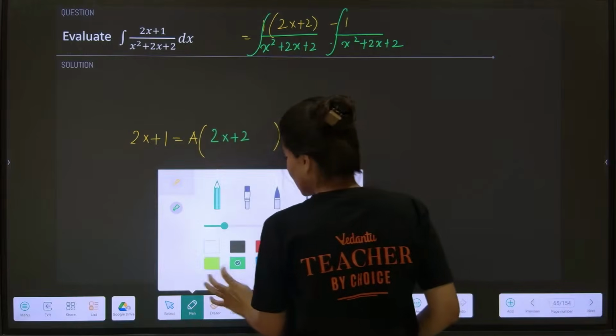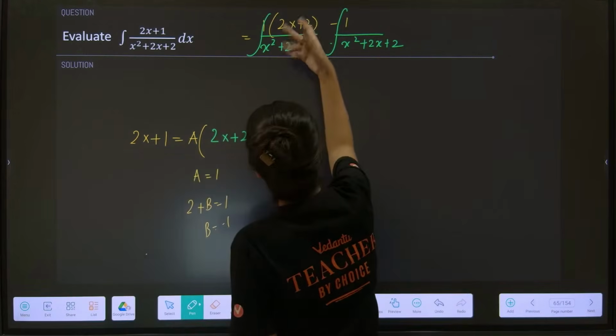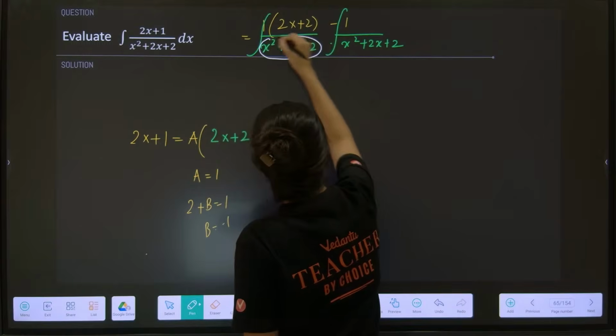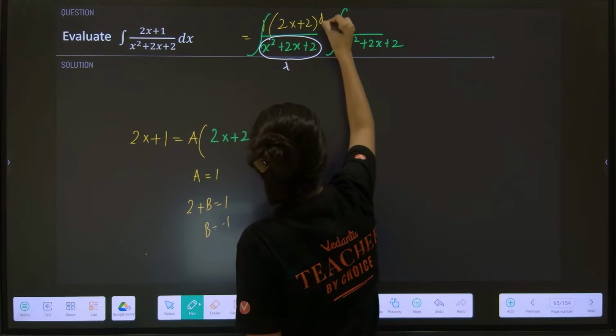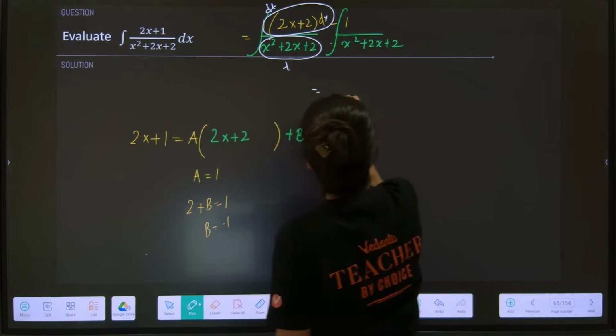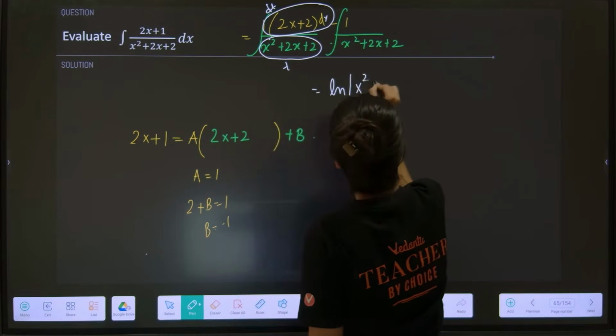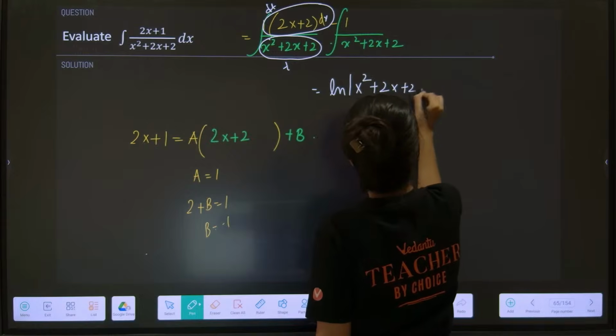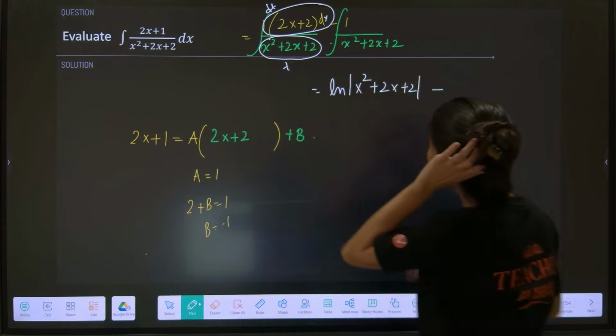How will you do it? Just put this as t. This is your t, and with dx, this will become your dt. So this is log of mod of t. Easy. Minus. What about this part?